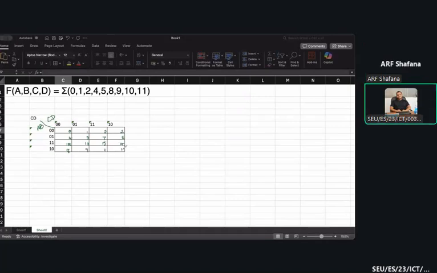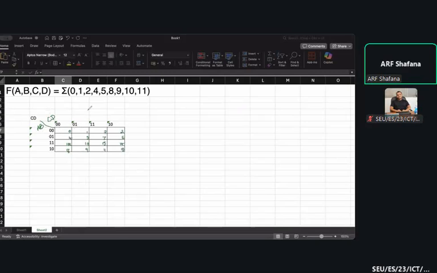Just try to understand how these values are coming. Simply, if it is 0, 0, 0, 0, first AB, then CD, so 0, 0, 0, 0 means the value is 0. If it is 0, 1, 1, 1, it means the value is 7. Likewise, you just try to map them.